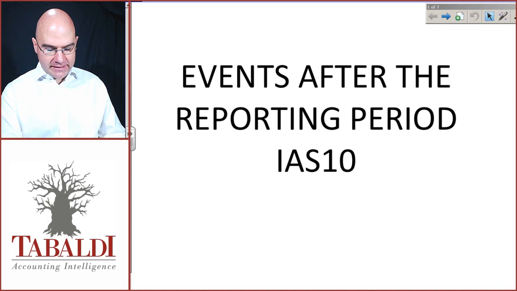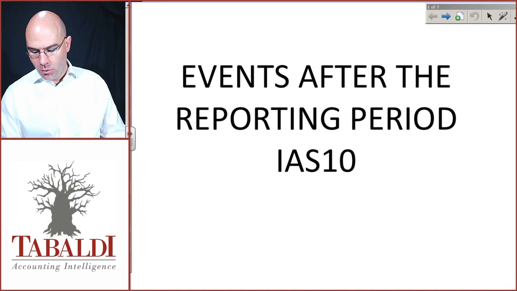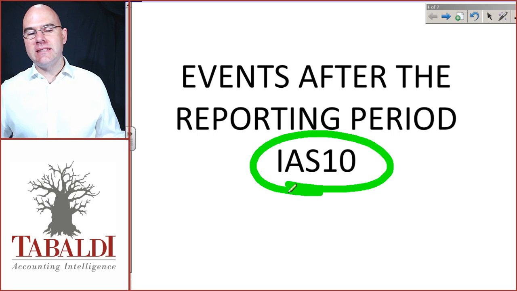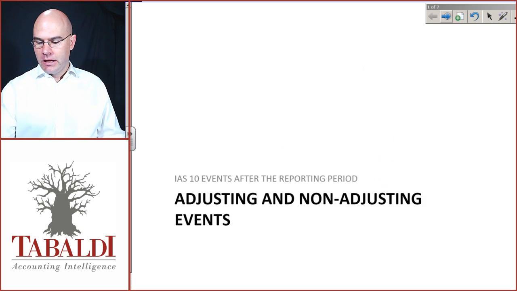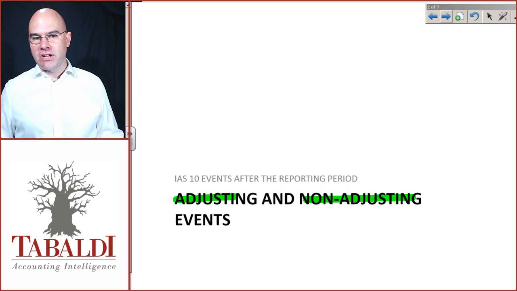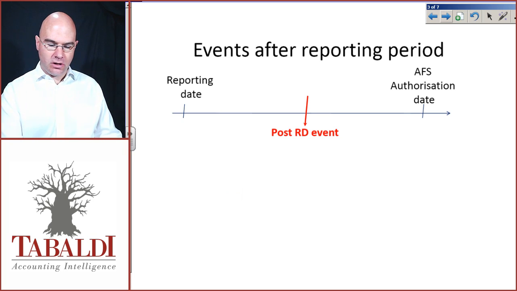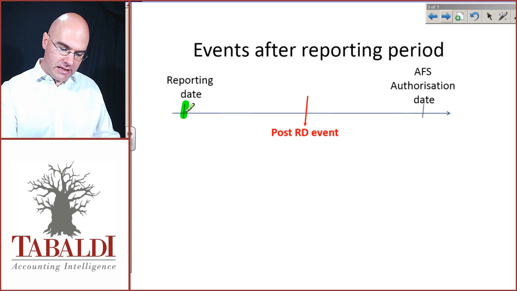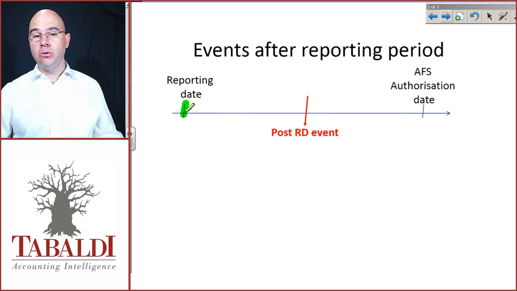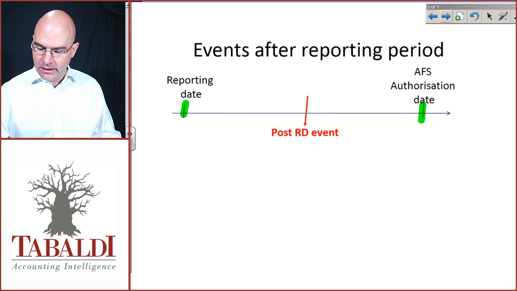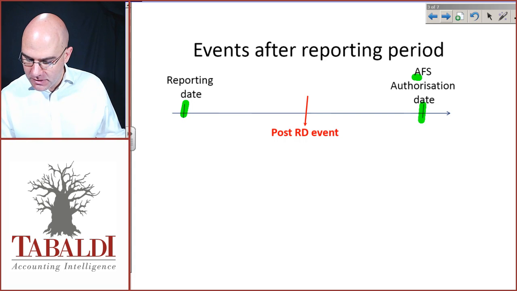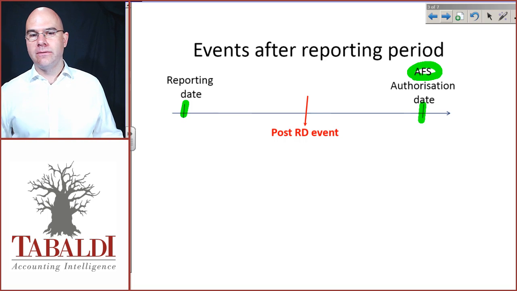Welcome. Today we're going to be discussing events after the reporting period, which is covered in International Accounting Standard 10. This video is going to be focusing on adjusting versus non-adjusting events and the principles around what is adjusting, what is non-adjusting, and what you have to do with those two types of events. So to start off, we're going to discuss this in terms of a timeline with two major dates. The first date is your year end, your reporting date, and the second date is the date the annual financial statements, the AFS, are authorized for issue.